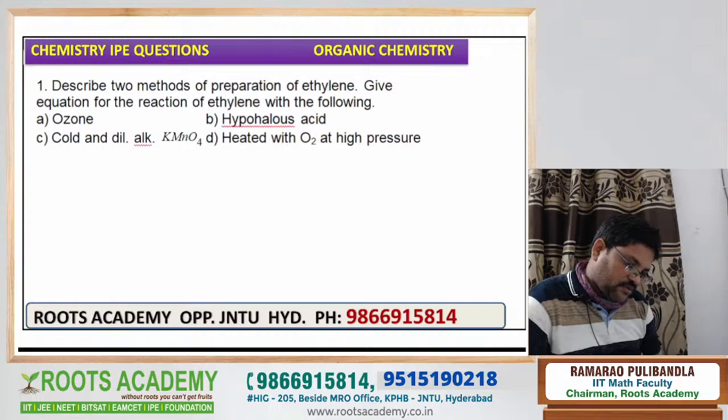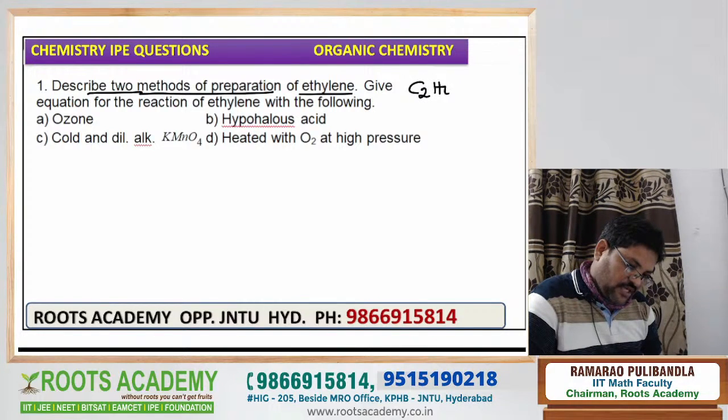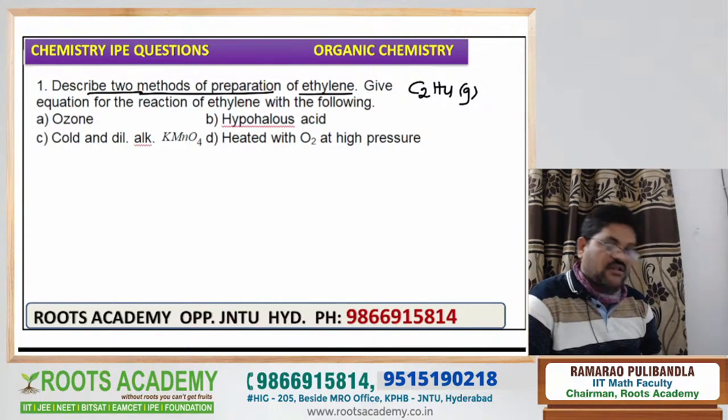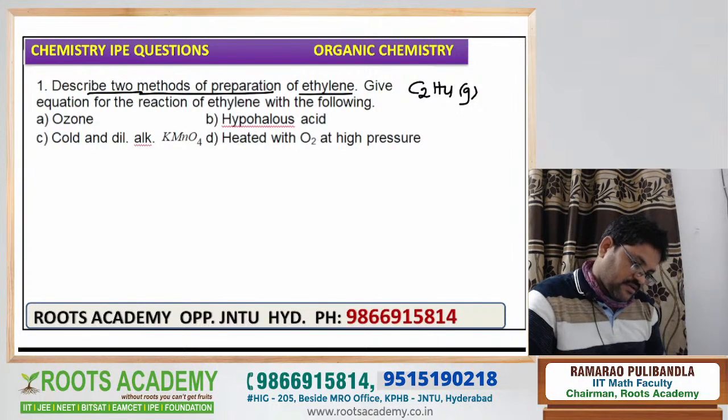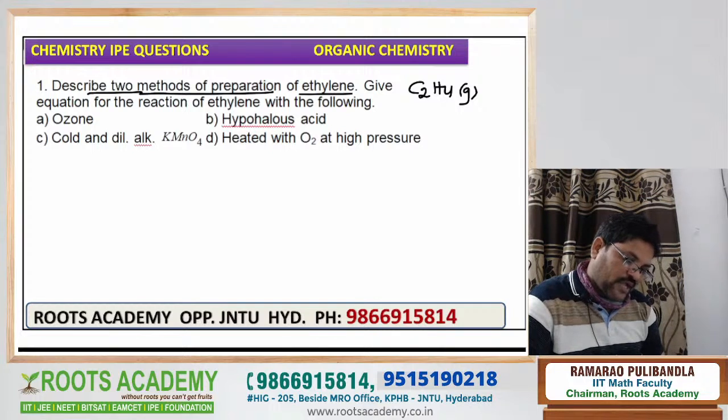Describe two methods of preparation of what? Ethylene. What is ethylene? C2H4 gas is called ethylene, right? Give the equation for the reaction of ethylene with ozone, hypohalous acid, KMnO4, heat with O2 gas under high pressure. Right? First go to the question: describe two methods of preparation of ethylene.